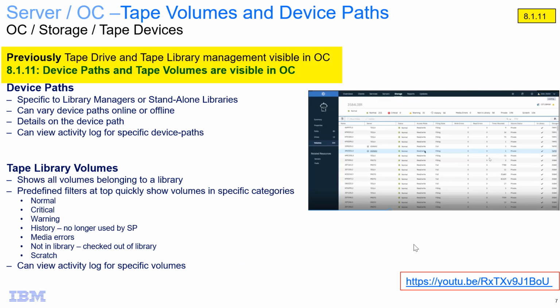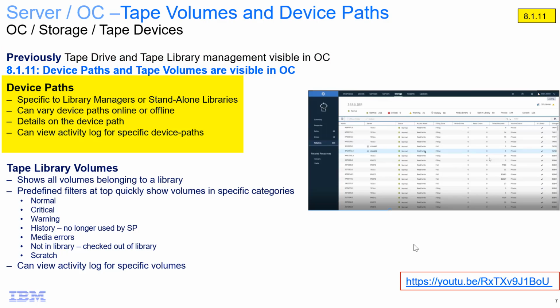In the Spectrum Protect Operations Center, we've now added visibility to tape volumes and device paths. Previously, tape drive and tape library management was visible in the Operations Center, and now with 8.1.11 you can also see the device paths, which will help. It'll specify the device paths, which are specific to library managers or to standalone libraries. You can also vary the device path online or offline from the OC, and you can drill down to get details on that device path.